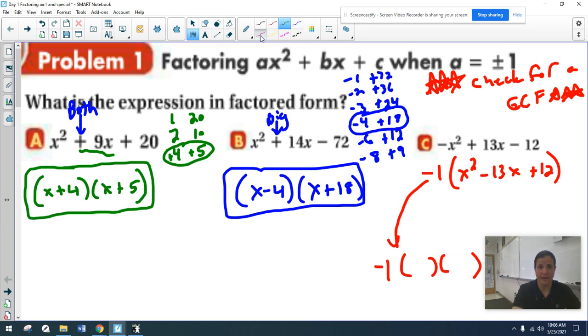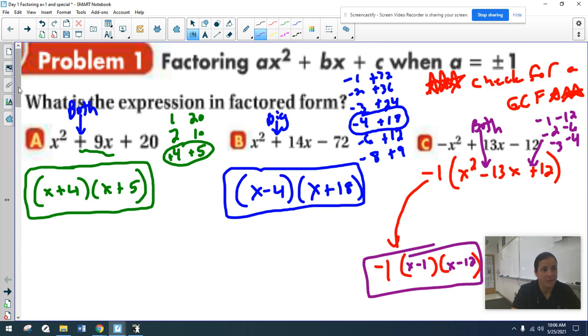Then you can go back to your normal rules. So my rule was if this is a plus, both the signs are going to be the same, and both of them are going to be whatever that one is. So factors of 12, I've got 1 and 12, 2 and 6, 3 and 4, and then we're overlapping. So we know both need to be negatives, and you want to find the one that gives you negative 13, which is right here. So the minus 12 and the negative 1. So I got x minus 1, x minus 12.